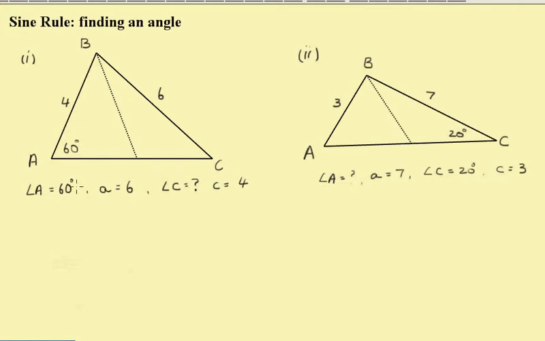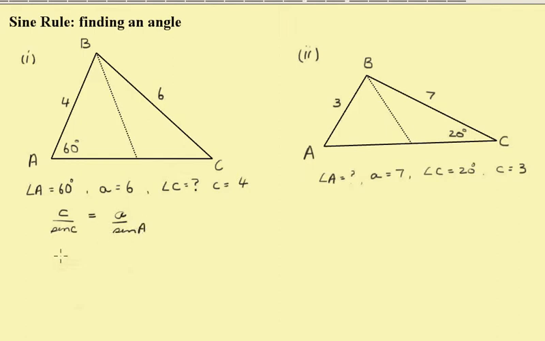We'll see here we know that angle A is 60 degrees. We know that a is 6. We know that c is 4. And we've got to find out what angle C is equal to. So we'll start off by setting up the sine rule. And now we'll have that c over sine C will be equal to a over the sine of A.